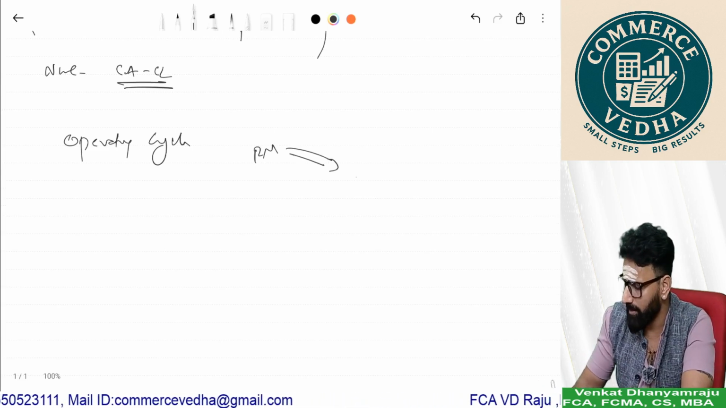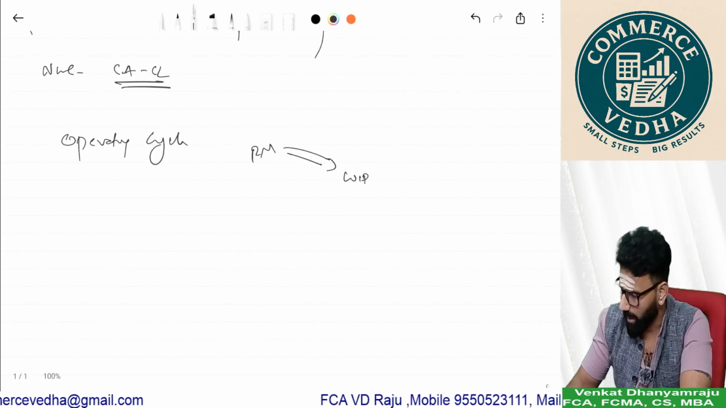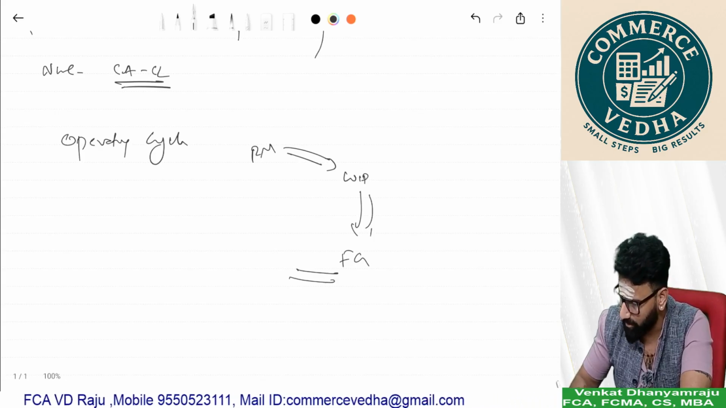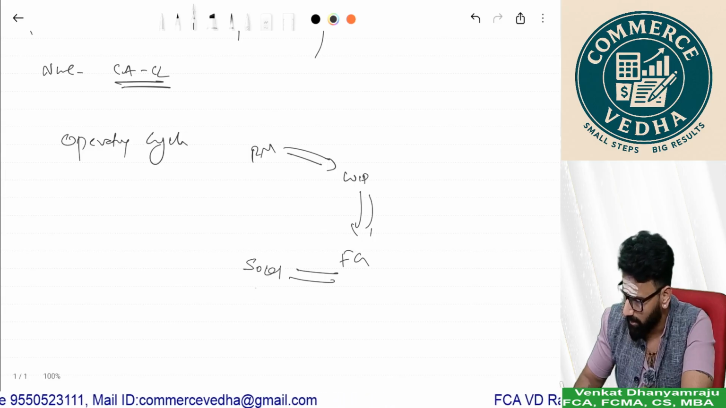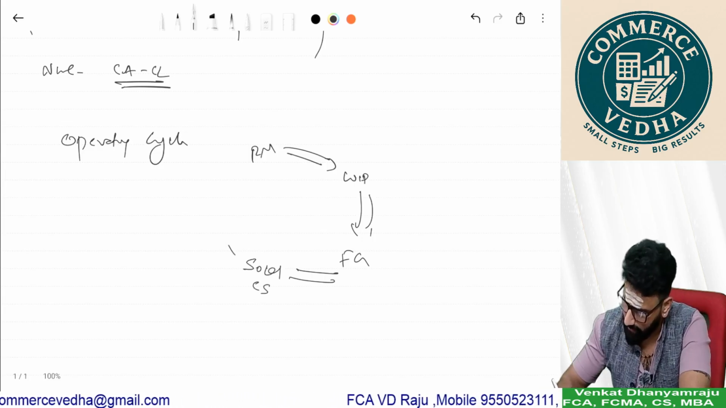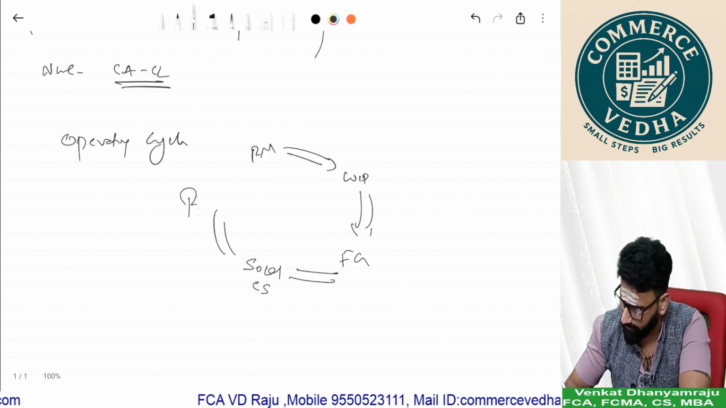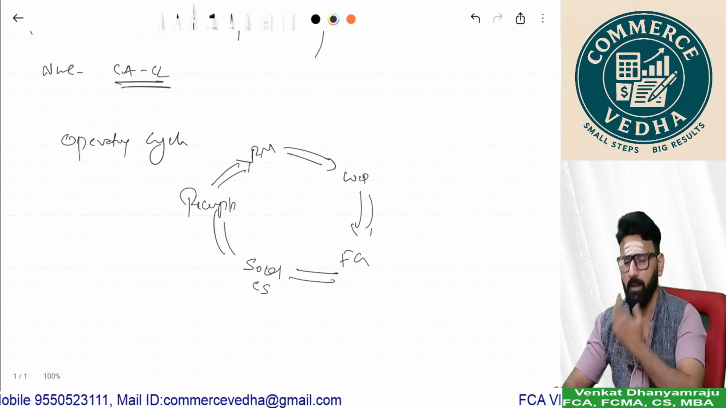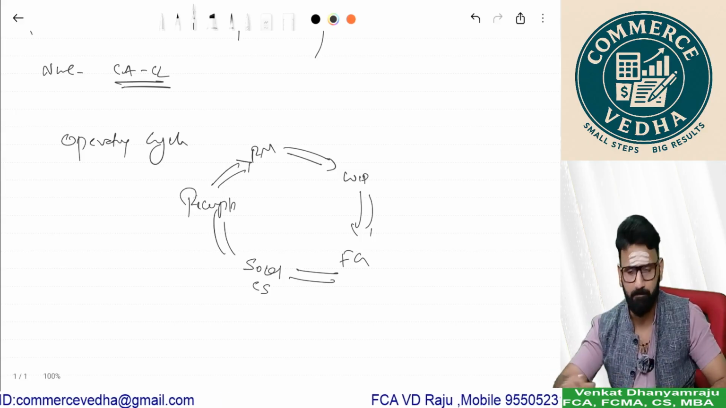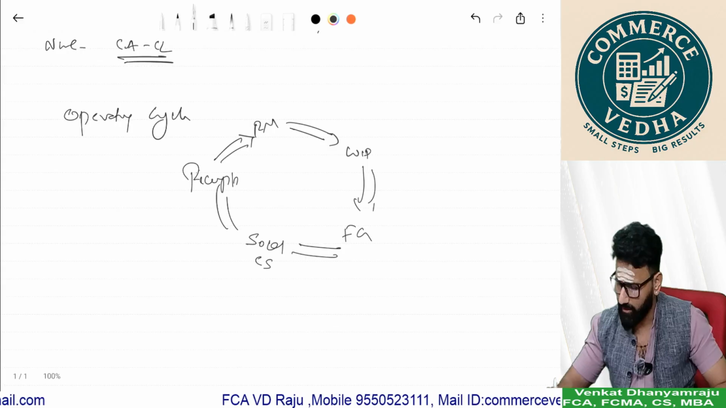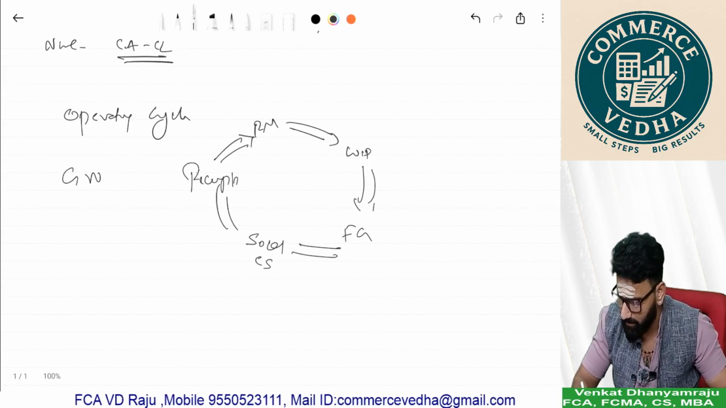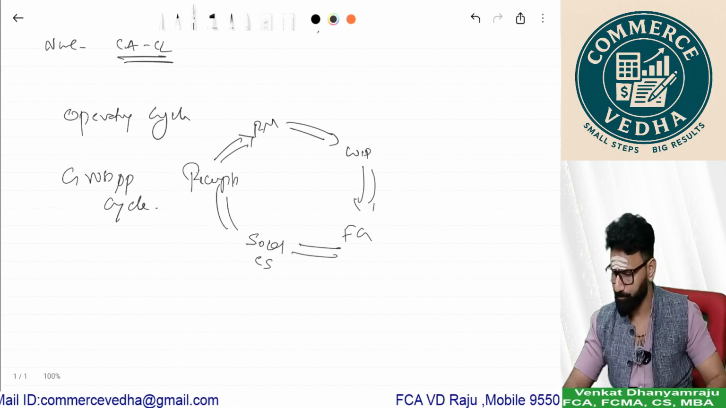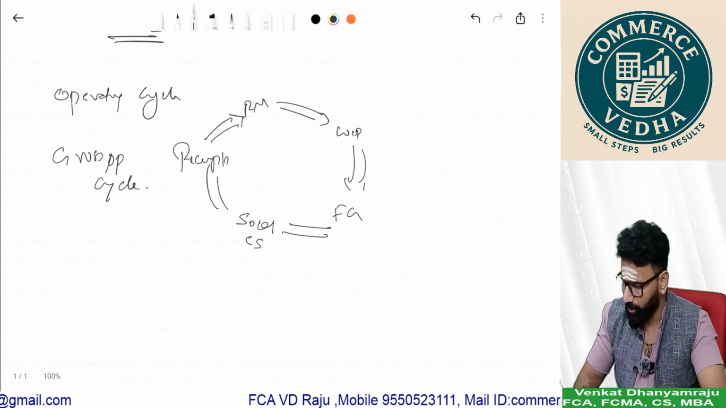This raw material goes to work in progress, and this work in progress is converted into finished goods, and the finished goods will be sold, which means credit sales, and the credit sales will be collected, and the receipts must be reinvested again in purchasing raw materials. It's a cycle. This entire cycle is called the gross operating cycle.